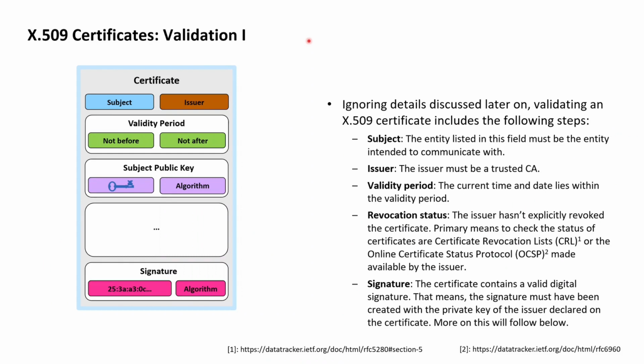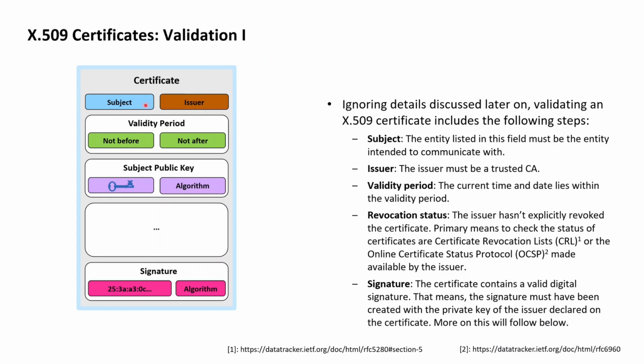Let's now get a first understanding of what is involved in the validation of a certificate that needs to be conducted by an end entity before the certificate and the cryptographic public key contained in the certificate can really be used to secure the data. Ignoring details discussed in a later chapter, validating the so far 5 fields contained in an X509 certificate amounts to basically just validating each of these 5 fields.